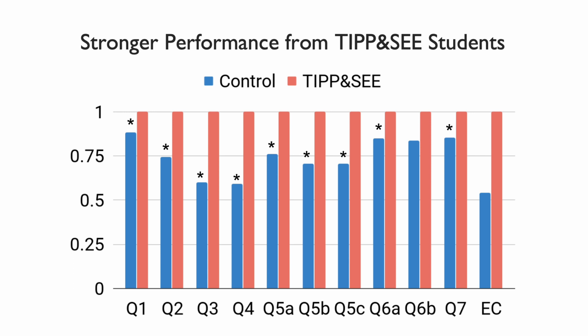A prior study showed significantly stronger performance from students who used the TIPP SEE learning strategy. This graph shows the performance on questions related to loops, and student scores are normalized to the TIPP SEE group. The left bars are the control group, and the right bars are the TIPP SEE group. Asterisks indicate a statistically significant difference in performance between the two groups. Fourth grade students using TIPP SEE outperform control students in nearly every loop question.